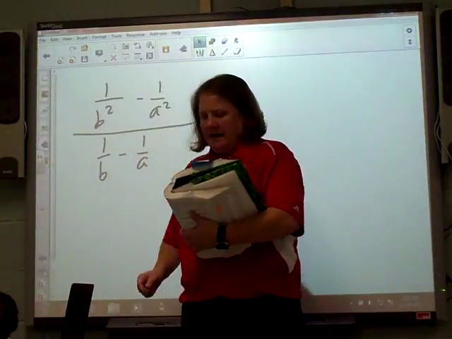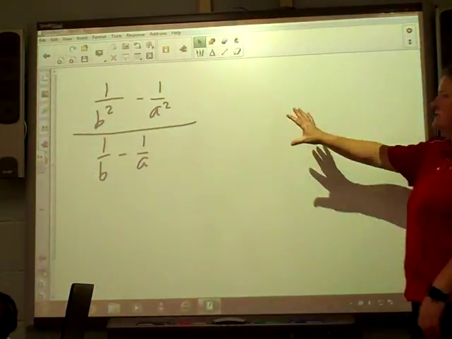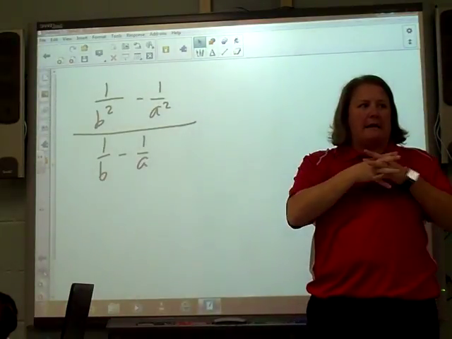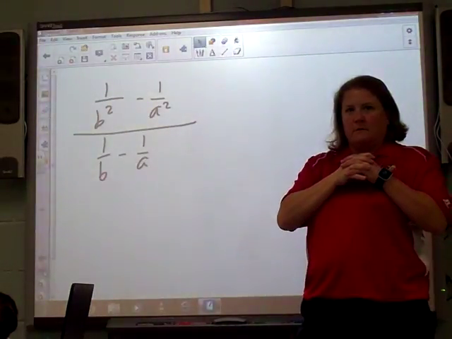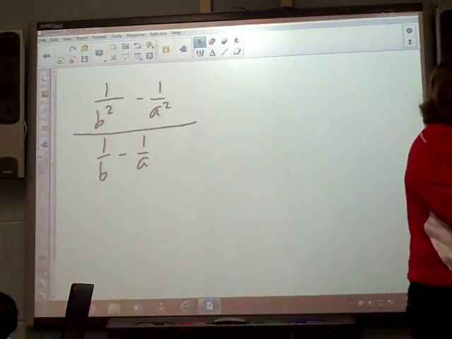Alright, this one is not ready to multiply by the reciprocal. Neither piece is ready because neither one of them has one denominator. On this top, I've got b squared and a squared. That's 2 separate denominators. I need a common one. On this bottom, I've got b and a. That's 2 separate denominators. I need one.